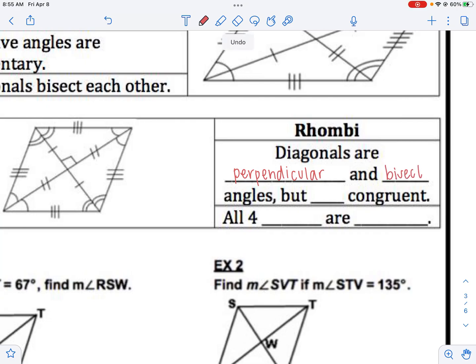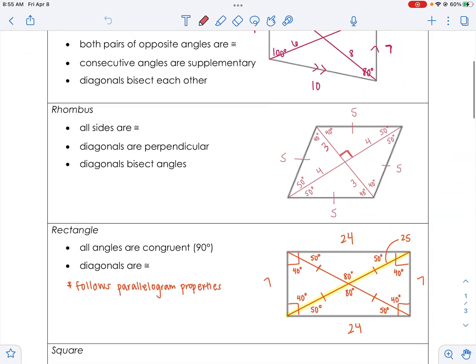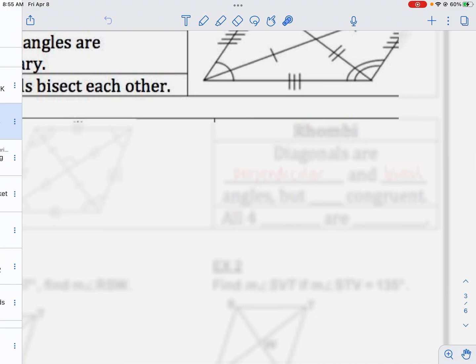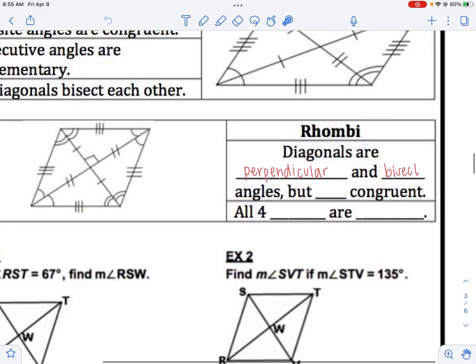So that's where that 40, 40 came from. My diagonals cut my angles in half. That's what bisect means. So that's where I get 40, 40, 50, 50, whereas the rectangle alternated. It didn't bisect the angles. So the diagonals are perpendicular and bisect the angles, and all four sides are congruent.